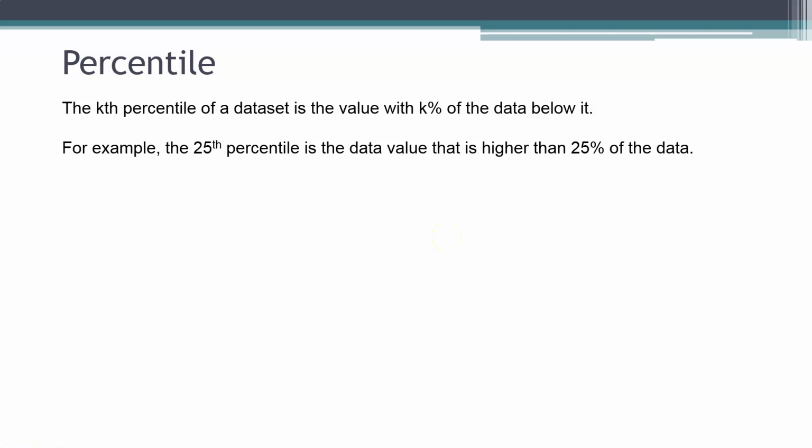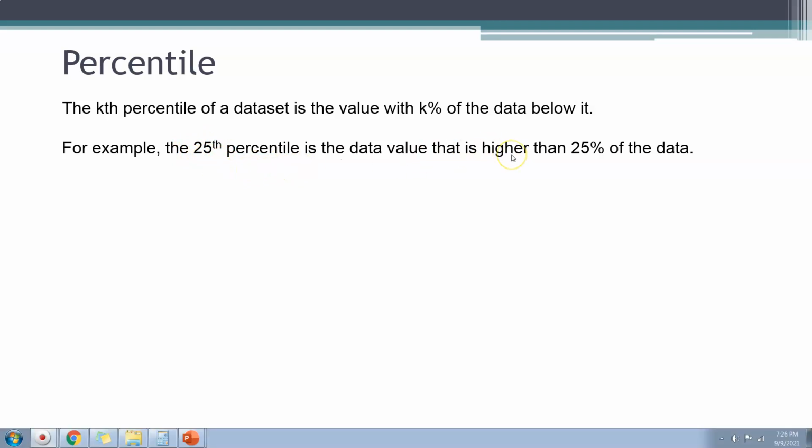So continuing on with percentiles. The kth percentile of a data set, so like the 10th percentile or the 20th percentile or whatever it is, is the value with that percent of the data below it, so strictly below it. So for example, the 25th percentile is one that we look at a lot. The 25th percentile is the value in the data set that's higher than 25% of the data.